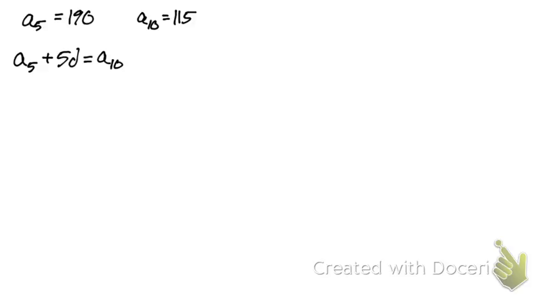Well, let's put in the totals. Well, this is going to be 190 plus 5D equals, not AD, it's going to equal 115. And we should come up with D equals a negative 15 if you do all this right.